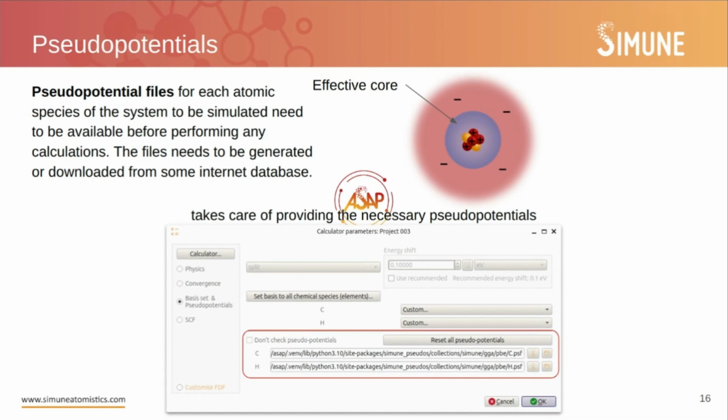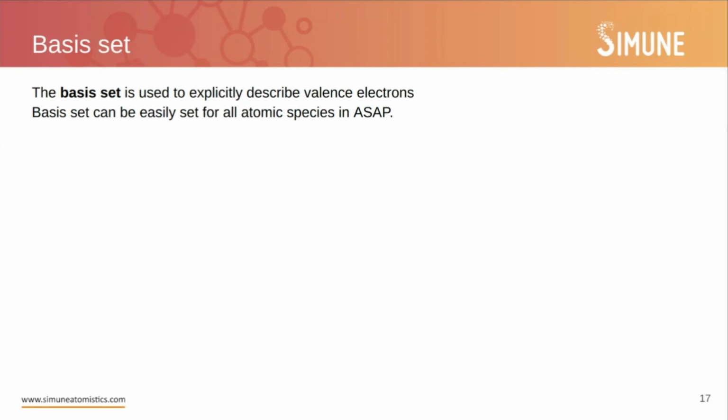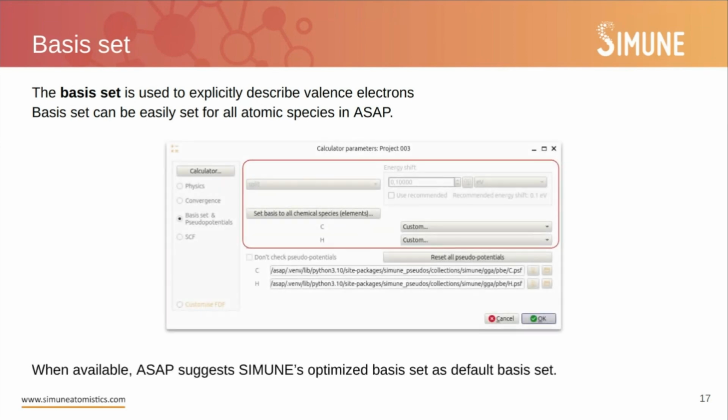It can obviously change these settings, but by default, the user has nothing to do, because ASAP selects the pseudopotential automatically. Same goes with basis set. We developed in Simune our own set of basis sets, and those are the default ones, but the user can change, obviously, as I said before, the parameters. But again, this is very useful because in principle, the user can somehow forget about these settings and just perform the calculation.